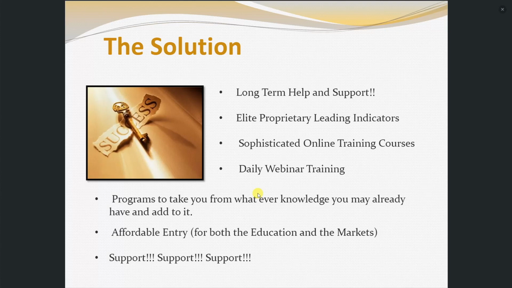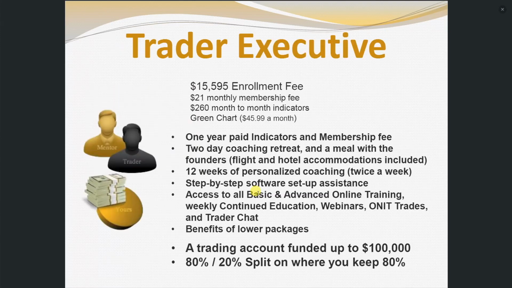So we're going to go top down here. I'm going to talk about our top tier program, and that's Trader Executive. We're seeing some awesome things come out of Trader Executive. $15,595 is enrollment, $281 for membership and indicators, and Green Chart charges their own fee. That's the algorithm. That's the company that encrypts their algorithm. They charge $45.99. They're a separate company. We don't have any intentions of ever owning them because we would have to become a broker, and we're not interested in becoming a broker.